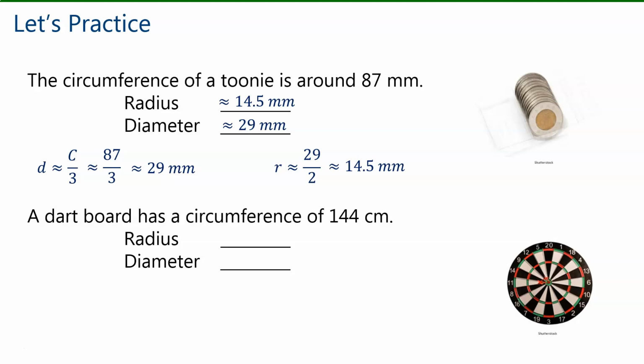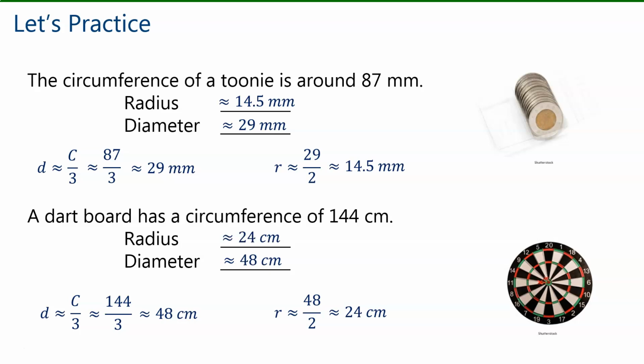Now for the last example, we have a dartboard that has a circumference of 144 centimeters. So I can just replace the circumference with 144, divide that by 3, and I get the diameter to be 48 centimeters. Now halving that, dividing by 2, I get that the radius is 24 centimeters.